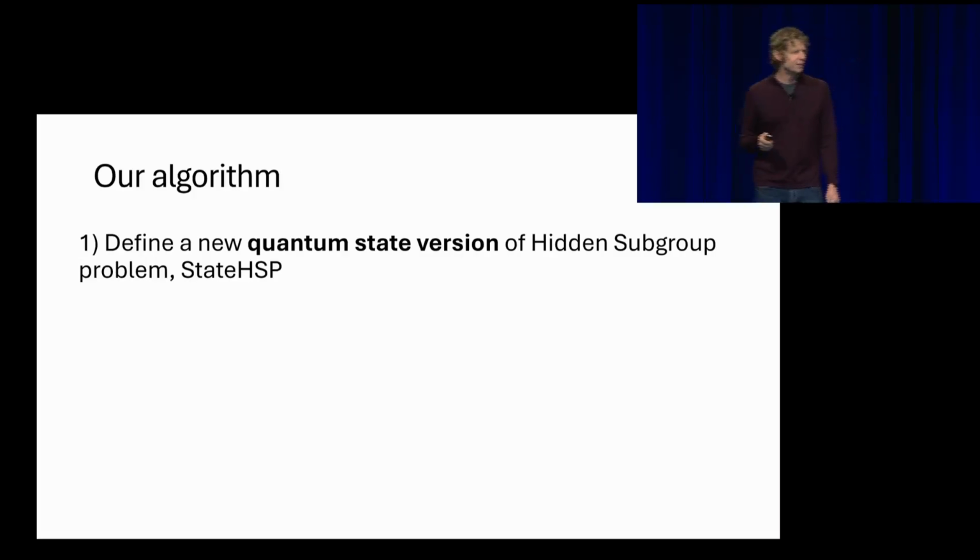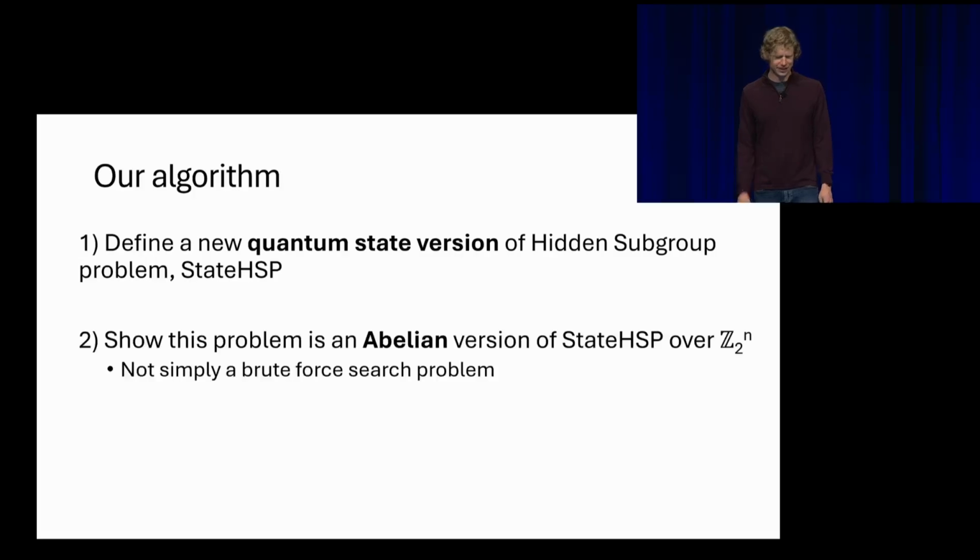Okay. So the way that we find this polytime algorithm is in 3 steps. The first step is we define a new quantum state version of the hidden subgroup problem, which we call the state HSP. And we show that the hidden cut problem is actually an abelian version of a state HSP. The relevant abelian group happens to be the group Z2 to the n, i.e. bit strings where you consider them under bitwise addition modulo 2. So this means that this problem is way more structured than a brute force search problem. It has a lot of algebraic structure to it.